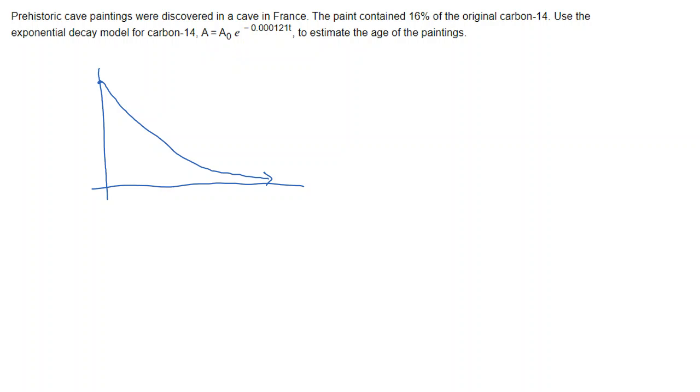All right, so prehistoric cave paintings were discovered in a cave in France. The paint contained 16% of the original carbon-14. Use the model to estimate the age of the painting. So the paintings were found some amount of time after they were made. So they were found down here at this moment in time. This is the age we're looking for. We need to find that moment in time to figure out how long it had been since they were made.